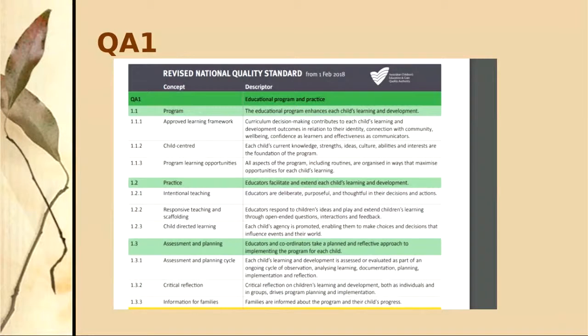And part of the assessment and planning is the cycle that we've referred to, that you need to keep going back to. Critical reflection and information to families. So we document. You'll see in the preschool that they document what the children are doing, and they communicate that with the parents and with the children and with each other. So that's a little bit more of a look at that quality area, which is education, program, and practice. So that's one you need to be writing about.